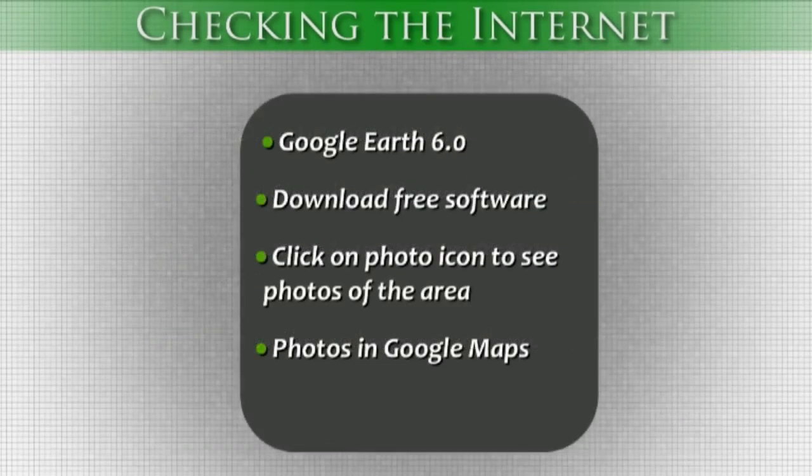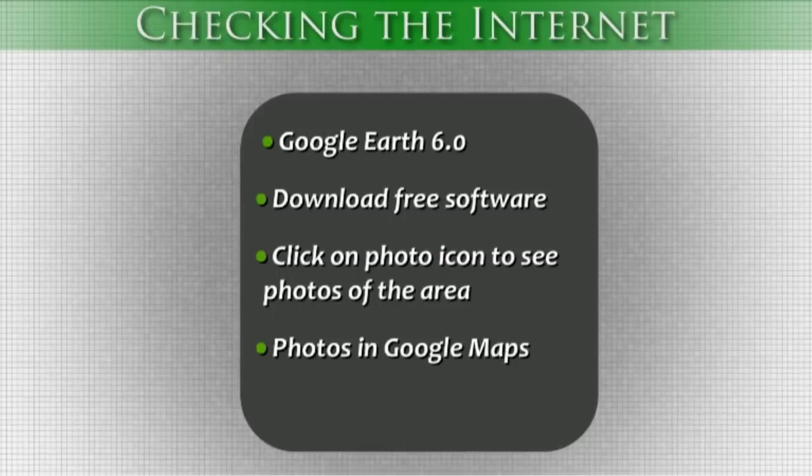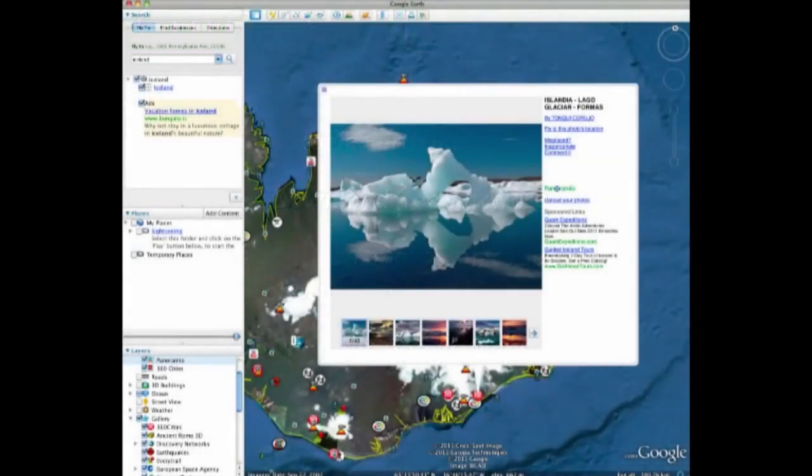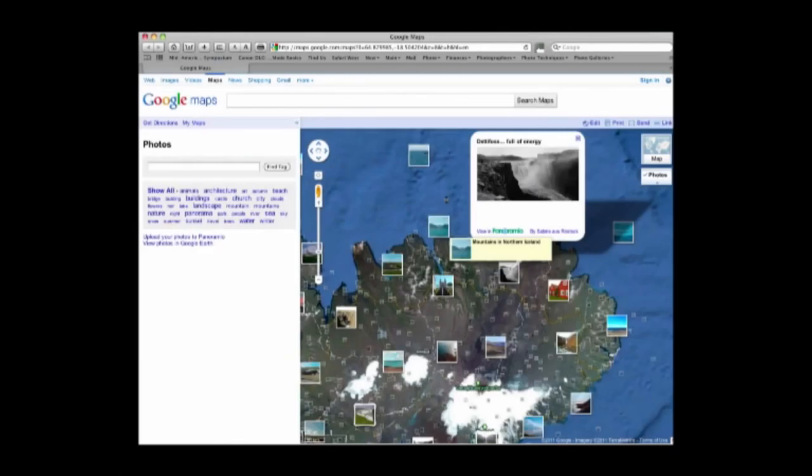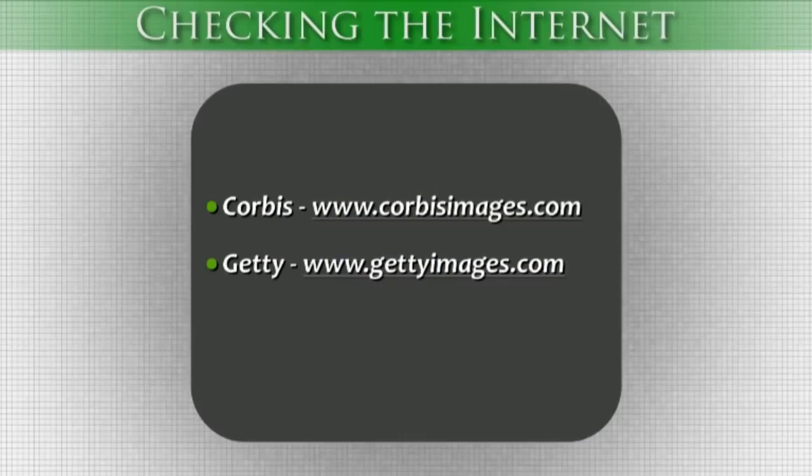And then also online, of course, Google Earth, a downloadable program where you can see the images and click on the icons for a location. So here, Iceland, and click on the map, and then you could see photos of the location before you go. And Google Maps also has that as well. My favorite 2 are Corbis and Getty. Those are the stock agencies. And the stock agencies have the best photographers in the world submitting their images. So they have some incredible images of any location you ever might want to see.